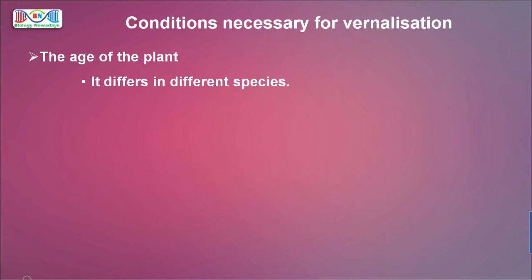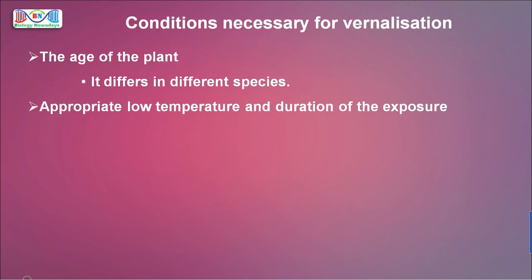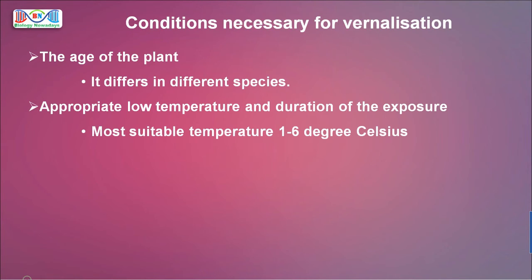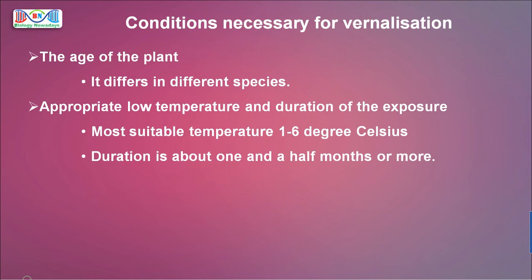The second factor that affects vernalization is appropriate low temperature and duration of the exposure. Most suitable temperature for vernalizing the plants ranges between 1 to 6 degrees Celsius. Besides an appropriate low temperature, a suitable duration of the cold treatment is also necessary. Usually, this duration is about 1.5 months or more.